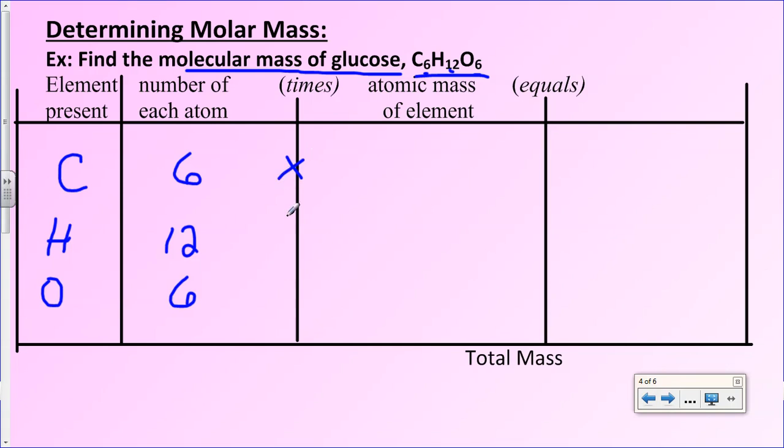Now we are going to multiply by the atomic mass of each of these elements. Where do you find the atomic mass? On your periodic table. So if we go to carbon, carbon on my periodic table has an atomic mass of 12.011. And we want to round to one place past the decimal. So we're going to go with 12.0.